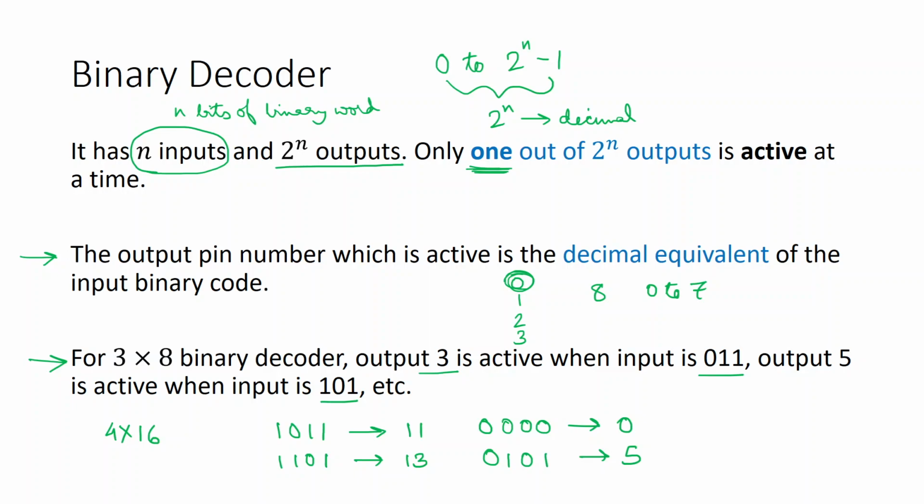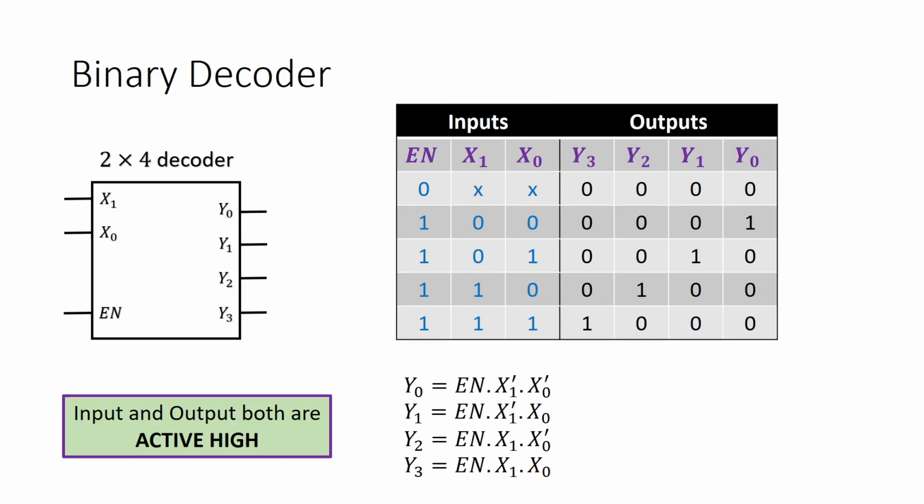So till now, the terminology we were using was that the output or the input is high or low. It is high, it is low. But now I am suddenly using the word active. So what does active mean? Active can be either high or low, and there are two different actives actually. One is active high and another is active low.